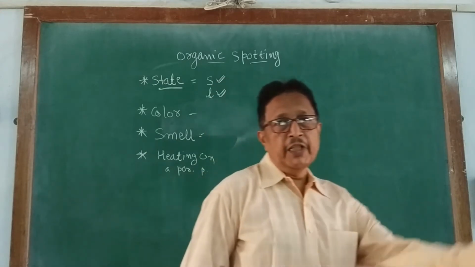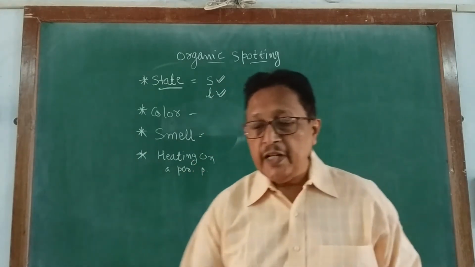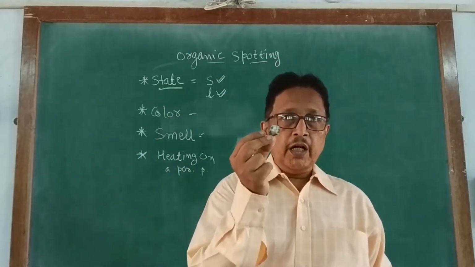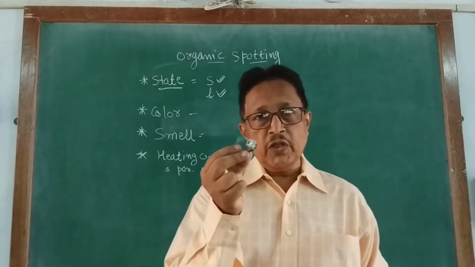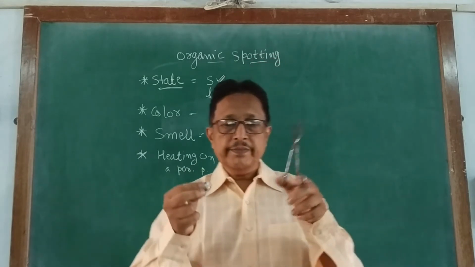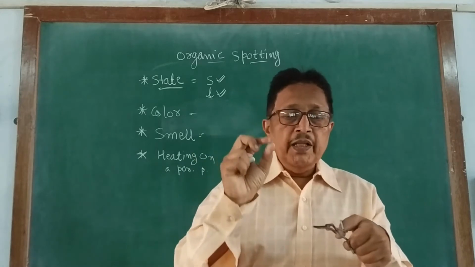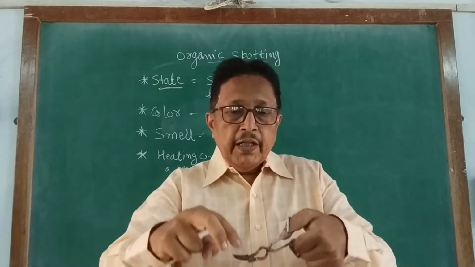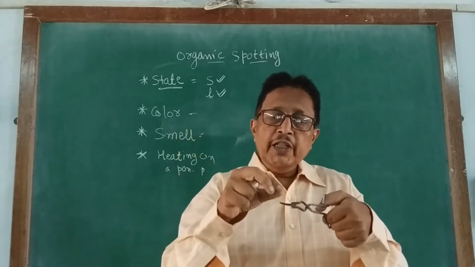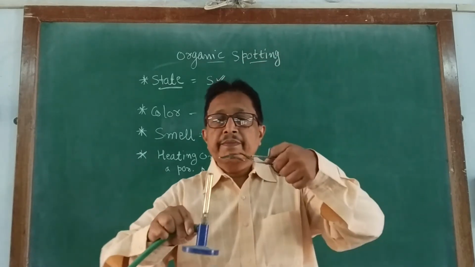I am not writing everything because your practical book is with you. What is a porcelain piece? It is a broken cup or that type of saucer. You have to hold it with the help of tongs. Take a small amount of substance. Small means a very small quantity of substance is taken over here and heated on a burner.